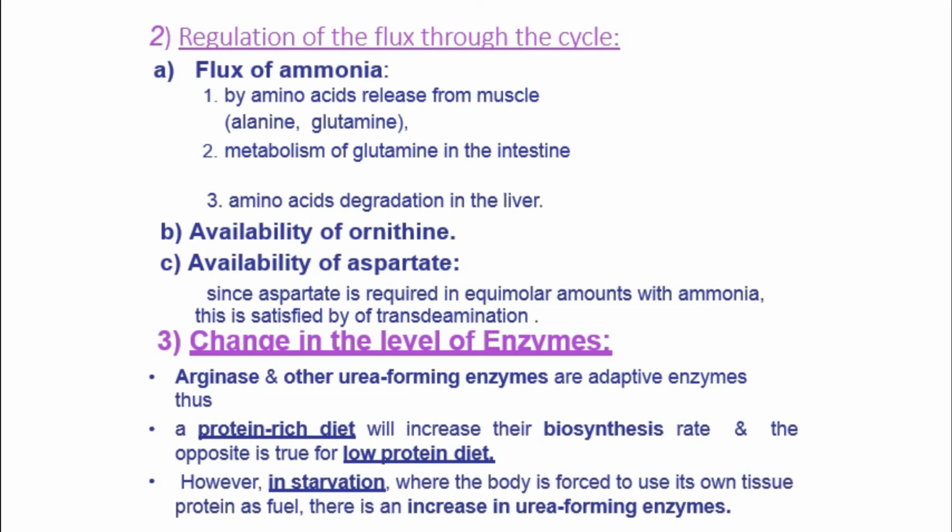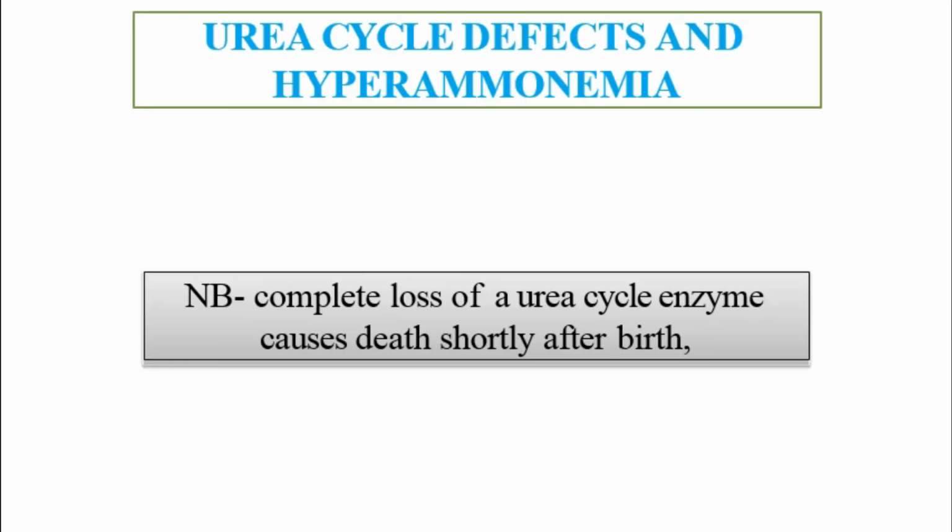And obviously the last one, changes in the level of enzymes. We have seen arginase, the most important enzyme, is required for urea formation. If we have someone who has a protein rich diet, in them the enzyme biosynthesis rate will increase compared to anyone who has a low protein diet. So if we can change the level of this enzyme, we can also change the regulation or control of the urea cycle as well.